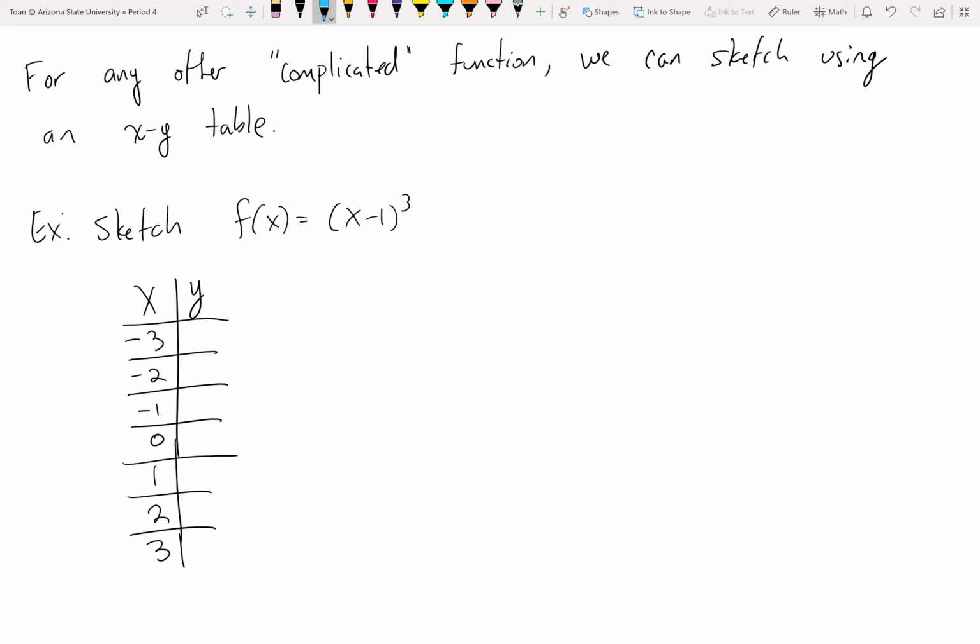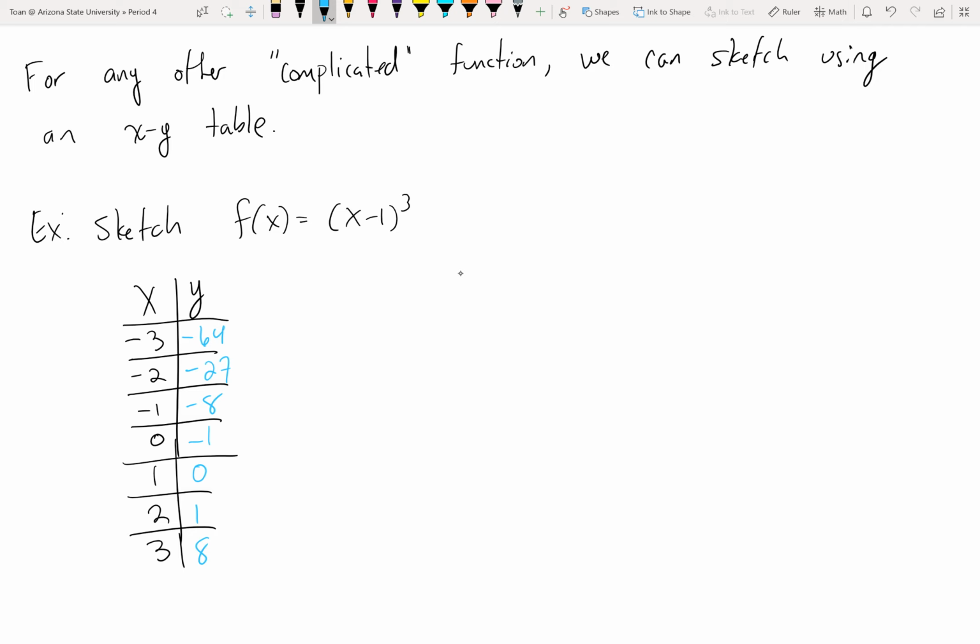But if you plug in a -3, you should get a -64. Plug in a -2, you get a -27. Plug in a -1, you get a -8. Plug in a 0, you get a -1. Plug in a 1, you get a 0. Plug in a 2, you get a 1. Plug in a 3, you get a +8.